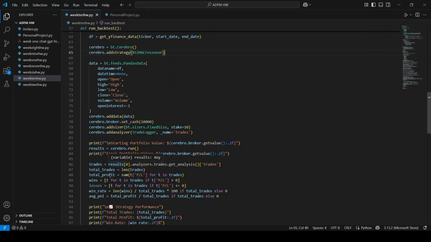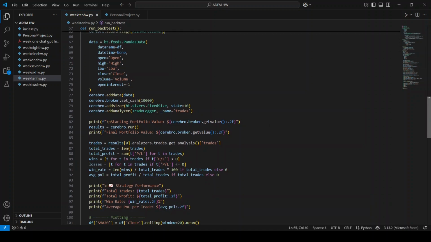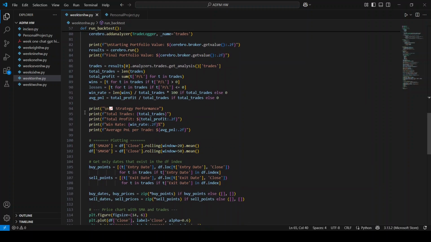We will get our total trades, the total profit, our wins or losses, win rate, average P&L, and the number of trades we get. On line 94, this will print our strategy performance. This is what it'll print out when we run it.